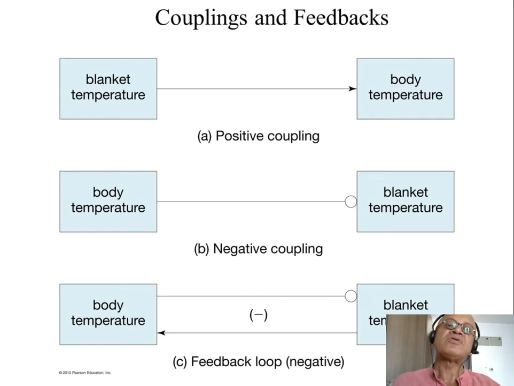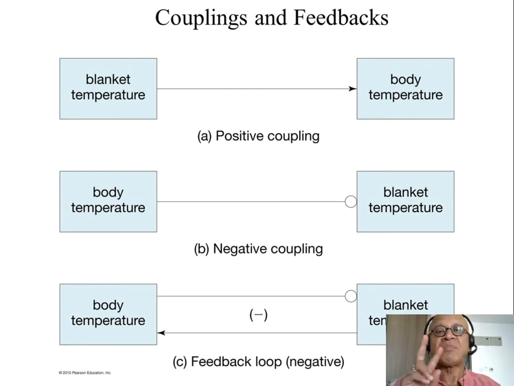So formally talking about such feedback loops is done by couplings and feedbacks. Think of an example where you're living in a cold country and you need an electric blanket to stay warm at night during winter. The blanket temperature is coupled to the body temperature such that if the blanket temperature goes up, the body should feel warmer. That's shown with an arrow, so that's a positive coupling. Now the other way: if the body temperature goes up and it gets too warm, the blanket temperature will be reduced.